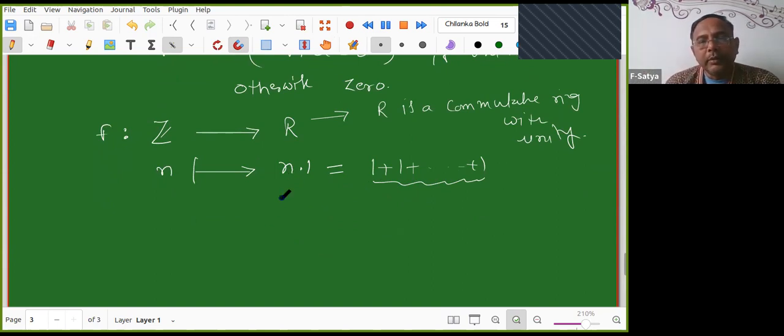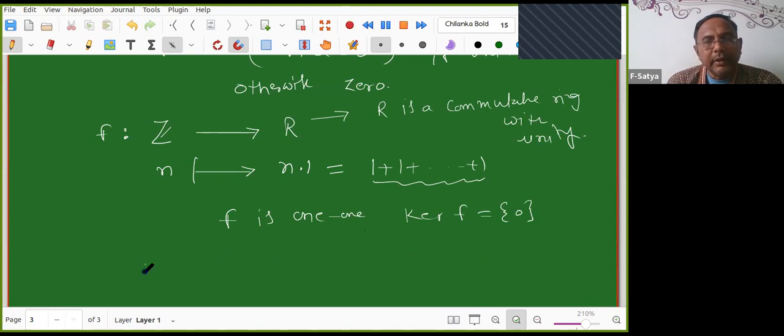Okay. So now it can be one-to-one. You can easily check that it is a homomorphism. So if f is one-to-one, then what happens? The kernel of f is equal to 0 alone. In that case, we say that the characteristic of R is 0, right?